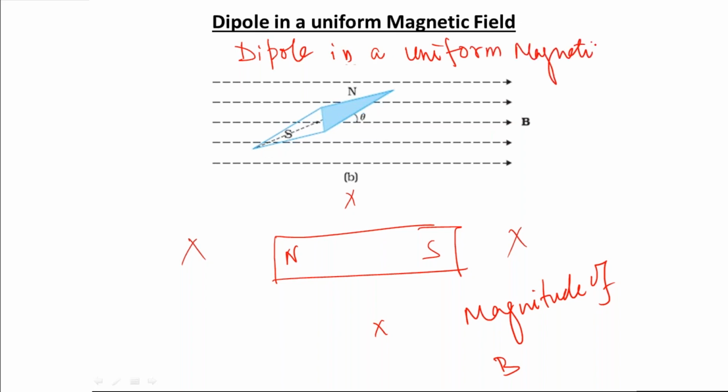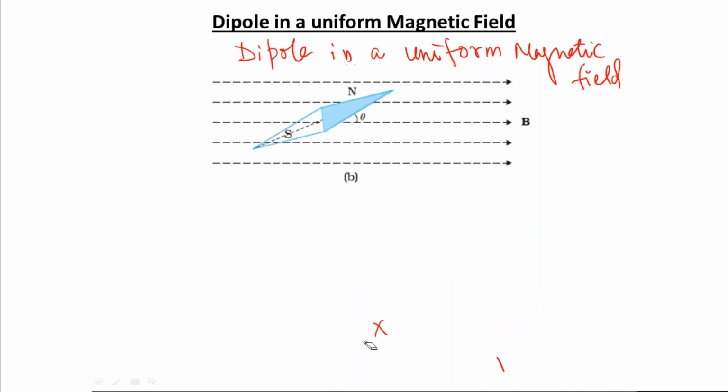I think it is not very much visible. I'll write here: dipole in a uniform magnetic field. Okay, so I can do a simple experiment. What is this experiment?